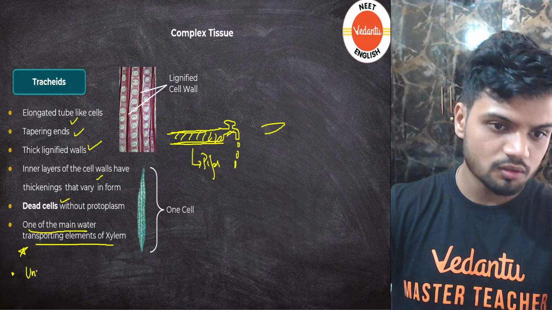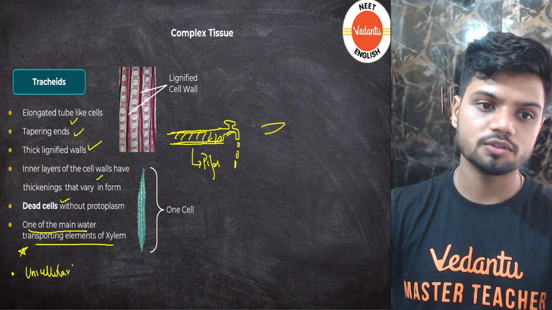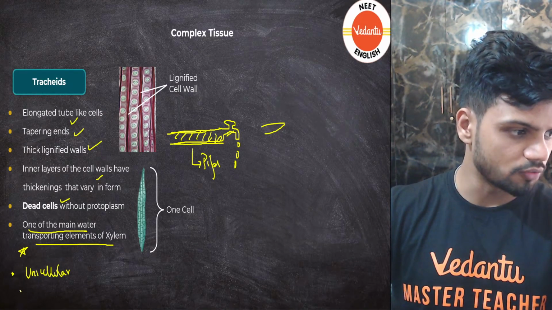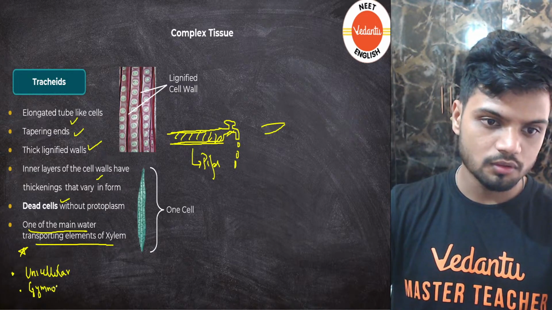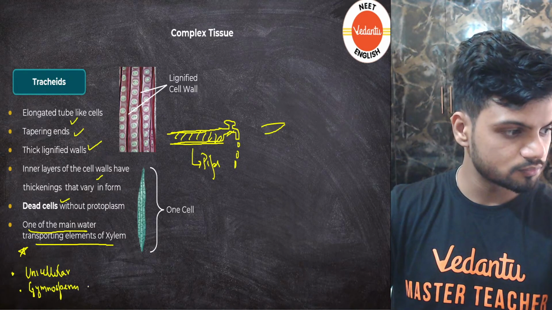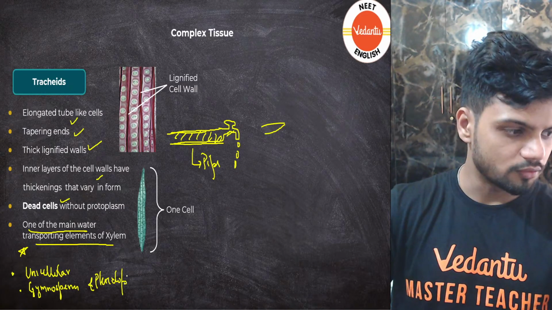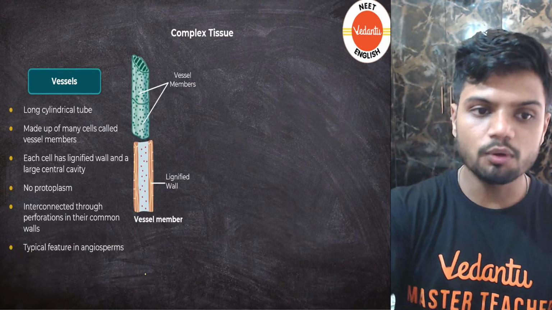Okay. It is going to be unicellular in nature. Clear, all of you? And it is found in the case of your gymnosperms and pteridophytes. Pteridophytes. Now, what about vessels?